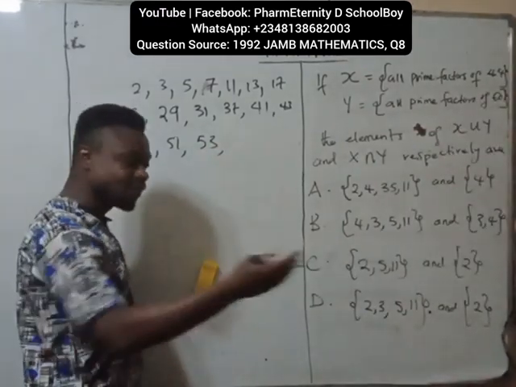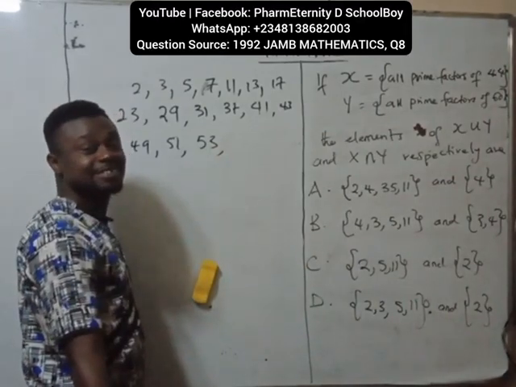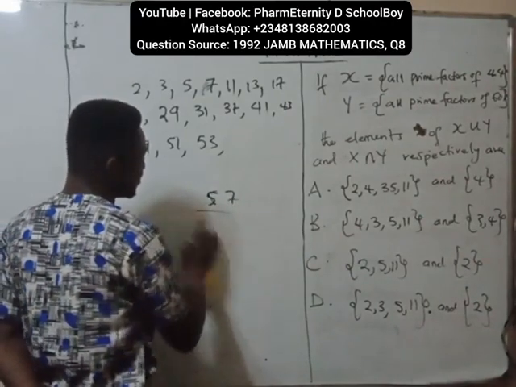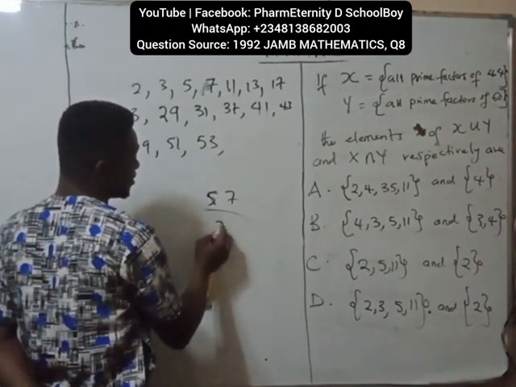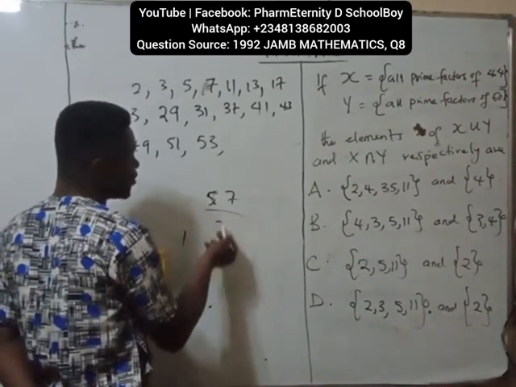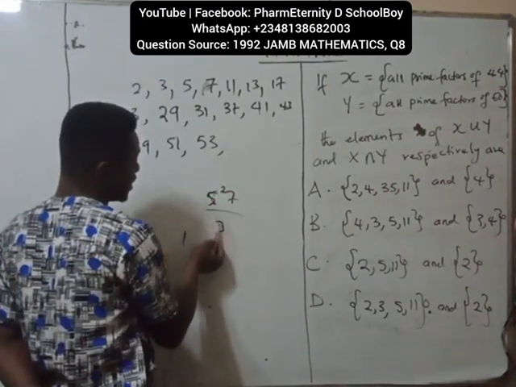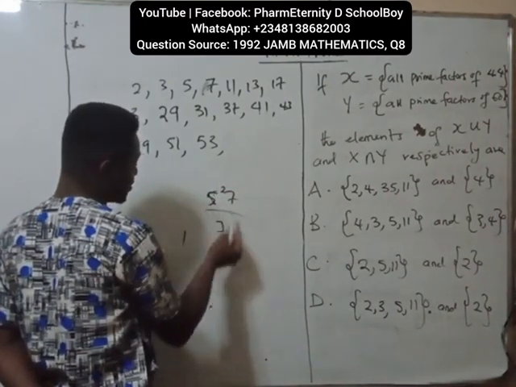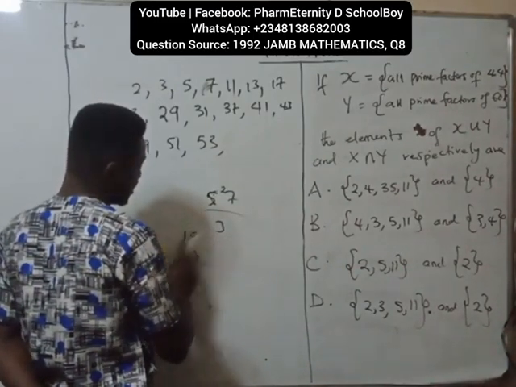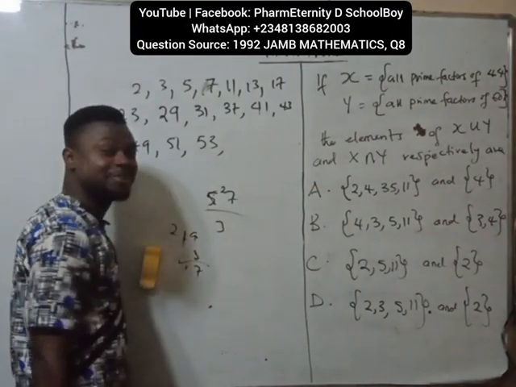54 is not. 55 is not. 56 is not. 57: what can divide 57? Can 3 go? 3 divides 5, we have 1 remainder 2. Can 3 divide 27? We have 9. So 57 is not a prime number.